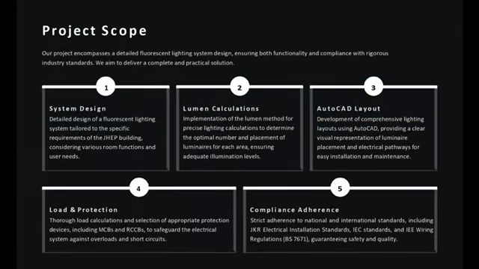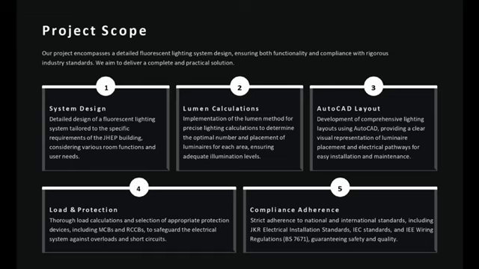Alright, now we move to the project scope. Our project covers a detailed fluorescent lighting system design that ensures both functionality and compliance with industry standards. There are 5 main components in our project scope. The first one is system design. We design the fluorescent lighting system based on the specific requirements of the JHAP building. This includes considering room function, layout, and user needs to ensure proper illumination.